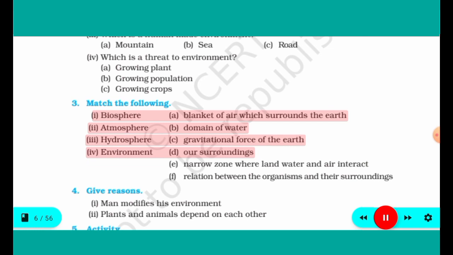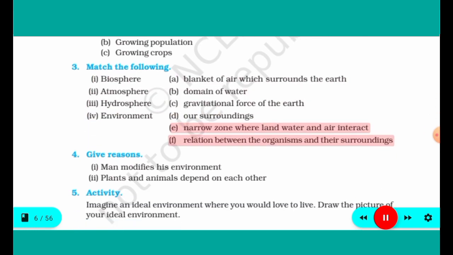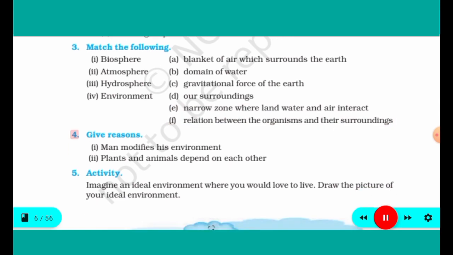3. Match the following. I. Biosphere. A. Blanket of air which surrounds the Earth. II. Atmosphere. B. Domain of water. III. Hydrosphere. C. Gravitational force of the Earth. IV. Environment. D. Our surroundings. E. Narrow zone where land, water and air interact. F. Relation between the organisms and their surroundings.